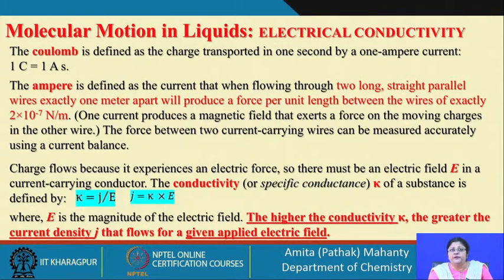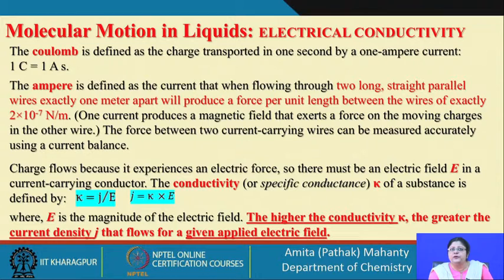separated by 1 meter distance, and we are measuring the force per unit length which exists between the wires, and that should be exactly 2 into 10 to the power minus 7 newtons per meter. The current produced in one wire produces a magnetic field that exerts a force on the moving charge in the other wire. So, this is the force we are talking about.